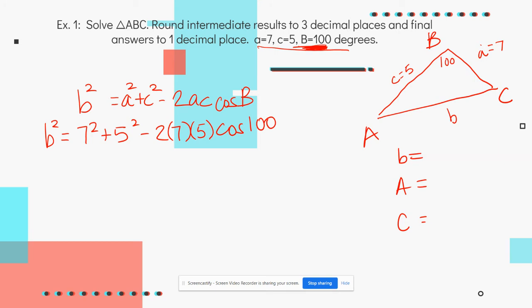All right, so now we're simply going to go ahead and use our calculator, okay? Don't expect you guys to not use a calculator with all this trig stuff, okay? So b squared, 7 squared is 49, 5 squared is 25, 2 times 7 times 5 is going to be 70. Cosine of 100. I'm going to go ahead and add together 49 plus 25.